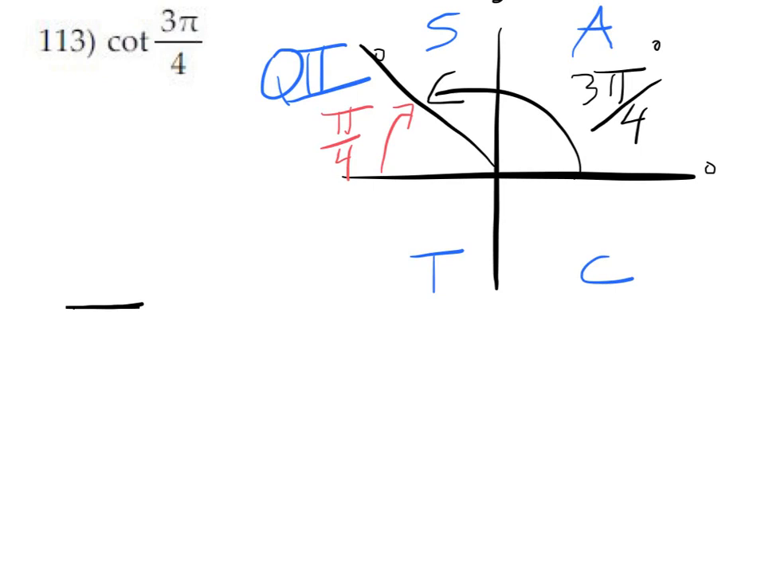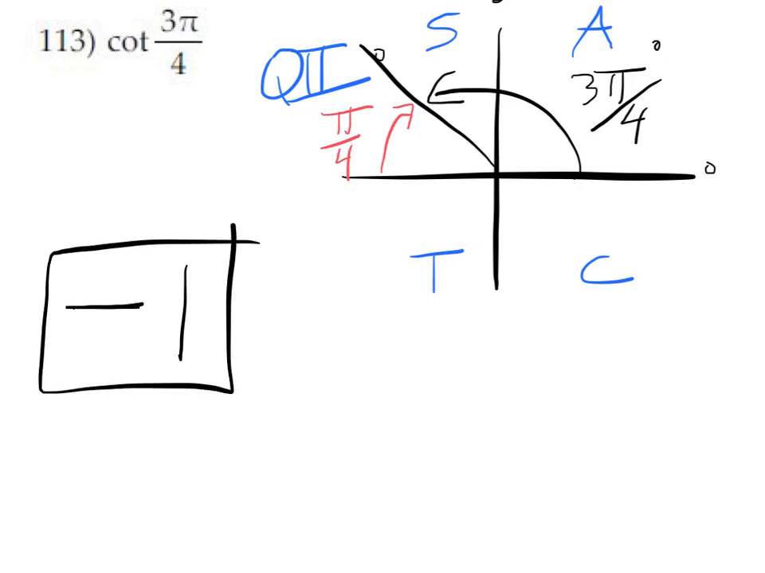Now, cotangent is cosine over sine. We need to find cotangent of pi fourths. Cosine of pi fourths is square root of 2 over 2. Sine of pi fourths is square root of 2 over 2. So cotangent, cosine over sine, would be 1. And this completes this problem.